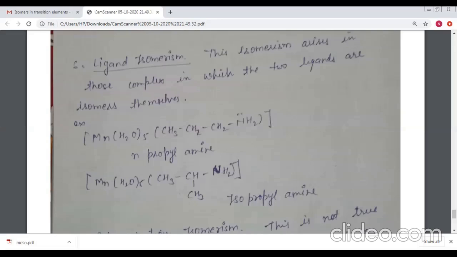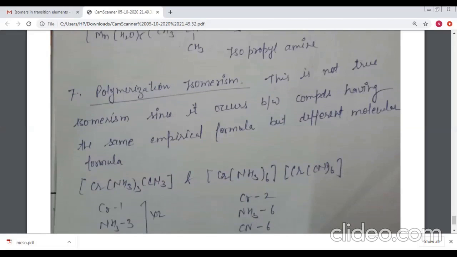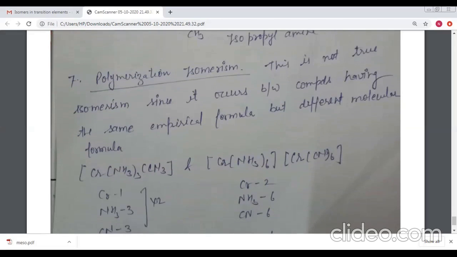Now come to the next type, which is called polymerization isomerism. Polymerization isomerism is actually not a true type of isomerism, but in some cases we can study it in this category, since it occurs between compounds having the same empirical formula but different molecular formulas. In the first structure, chromium is 1, ammonia is 3, and CN is 3. In the second structure, chromium is 2, ammonia is 6, and CN is also 6.